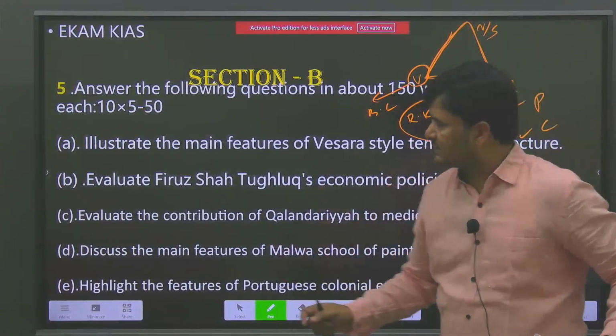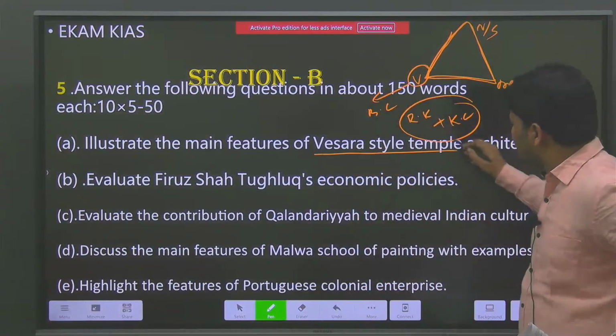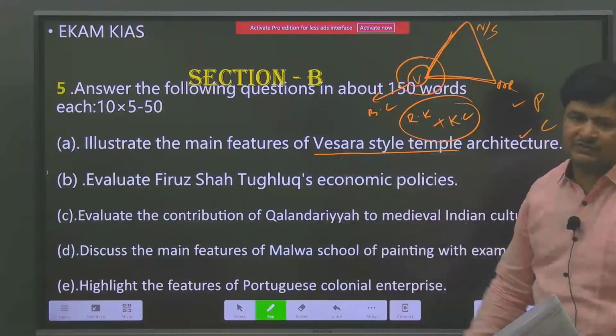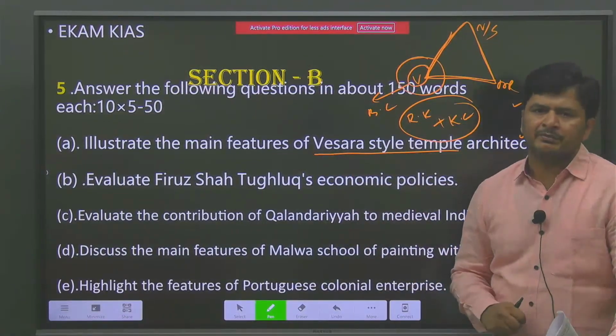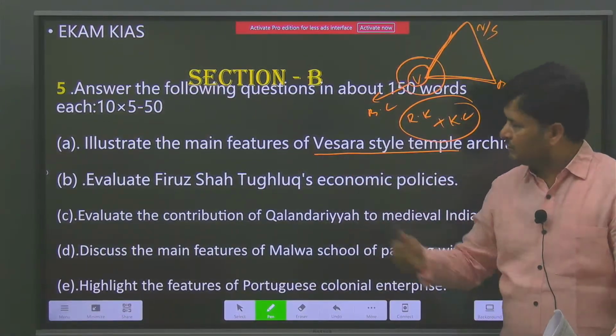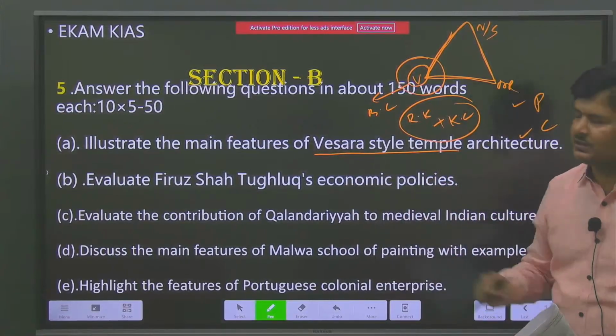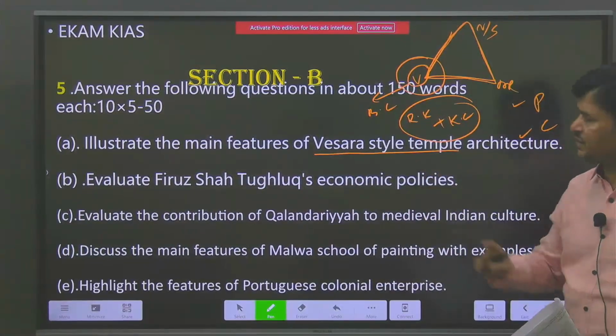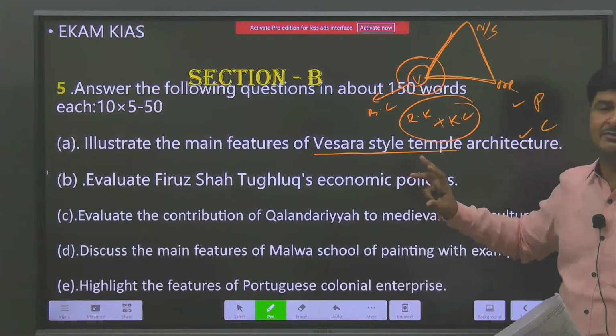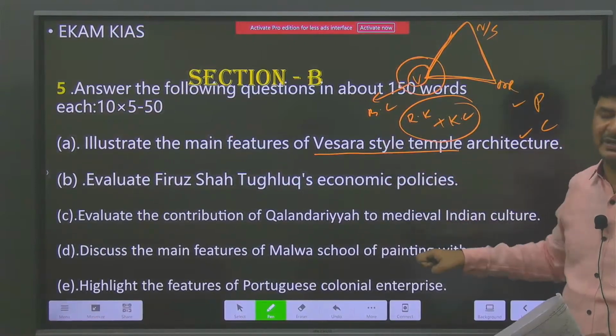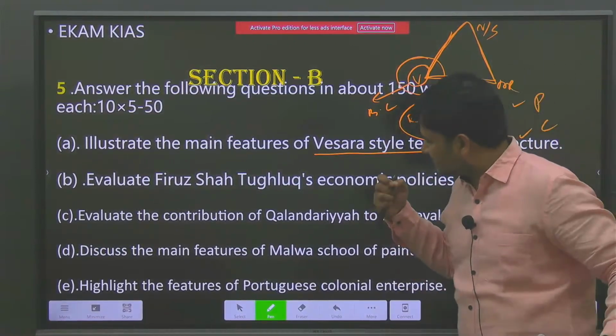And the question is exclusively related to Vesara style of architecture, which we have learned during classes. Even you can go through class notes, you get at least half a dozen important features which are associated with Vesara style. As I was telling, Vesara style is a mixture of both Nagara style of North India and Dravidian style of South India.